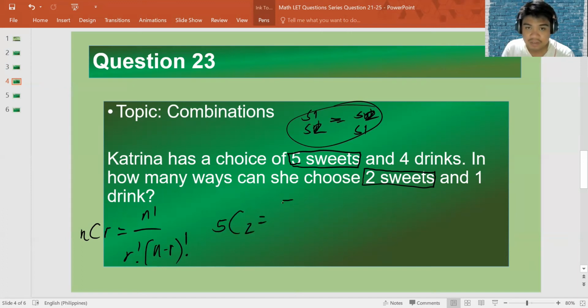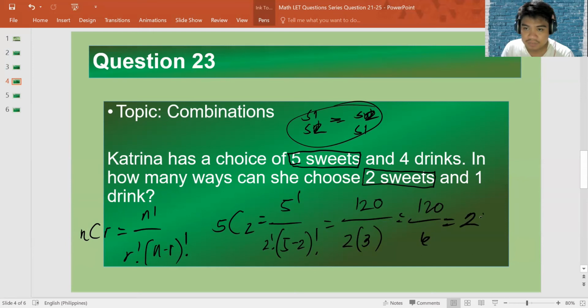This will give us 5 factorial over 2 factorial times 5 minus 2 factorial. So we will have 120 divided by 2 times 3, so 120 divided by 6. Then we have 20. So Katrina has 20 ways of selecting 2 sweets out of 5.